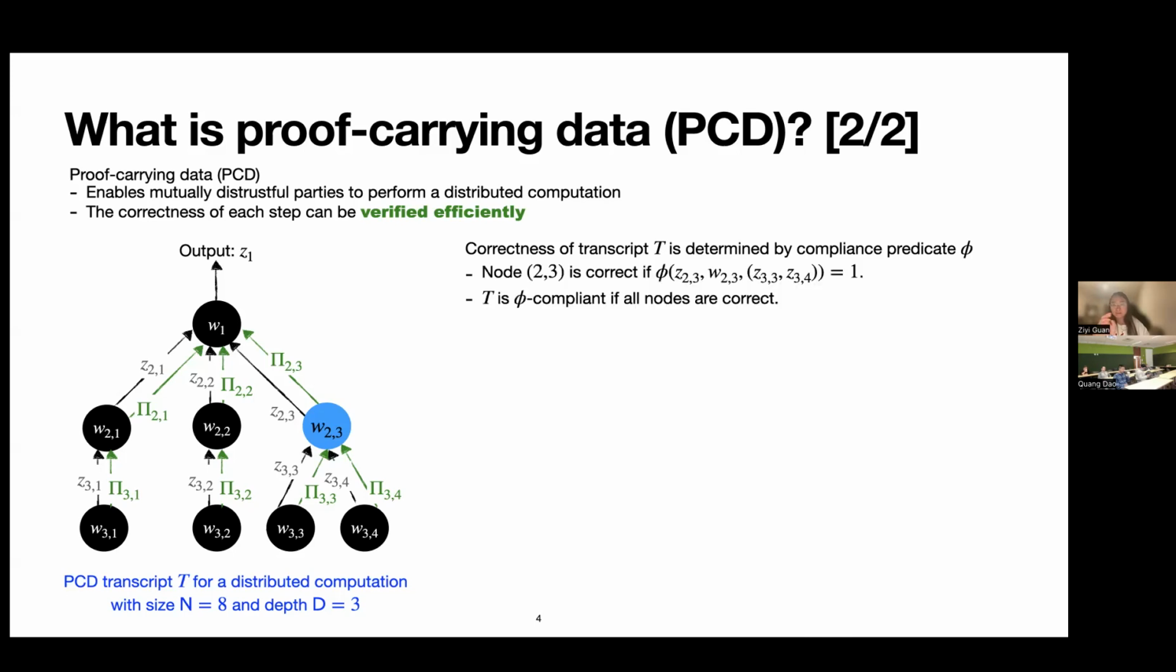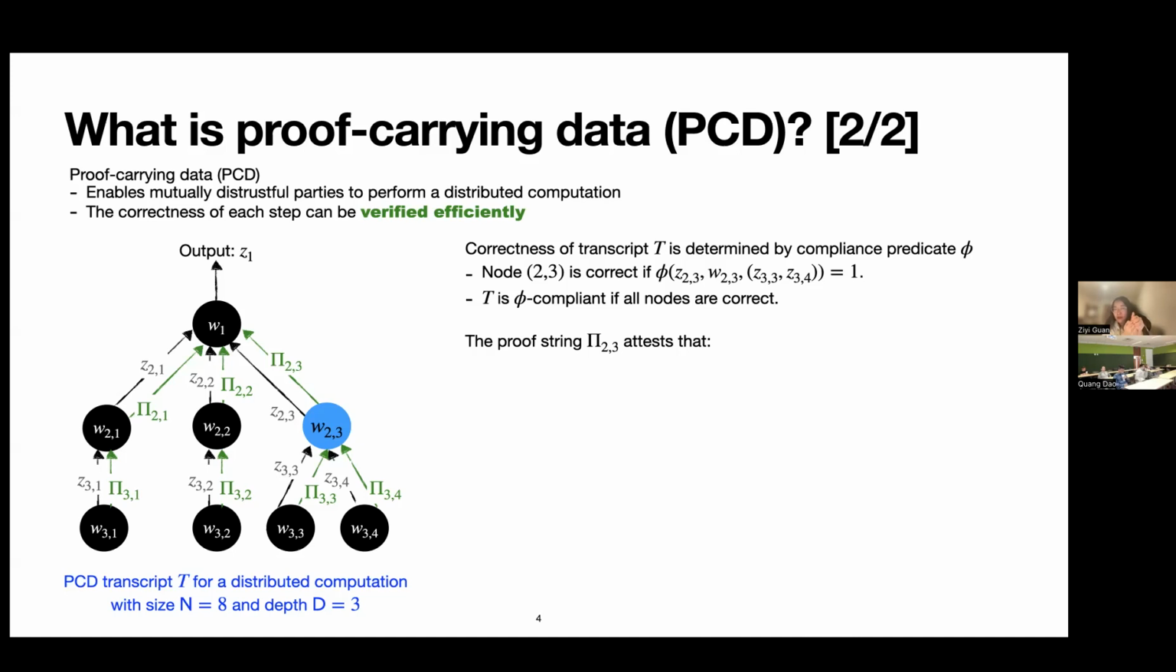Okay, and we say that a certain node, in this case the blue node, node 2,3, is correct if the compliance predicate equals 1. On the other hand, the entire transcript is compliant, or correct, if every single node inside this transcript is correct. And as we can see in this tree graph, we have a few different letters: Z, W, and pi. Here I'm trying to stick with the classical computational complexity notation, where Z means the instances, W means the witnesses, and pi means the proof.